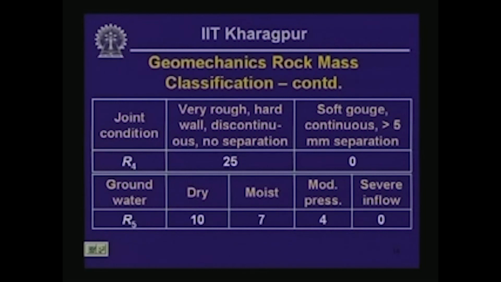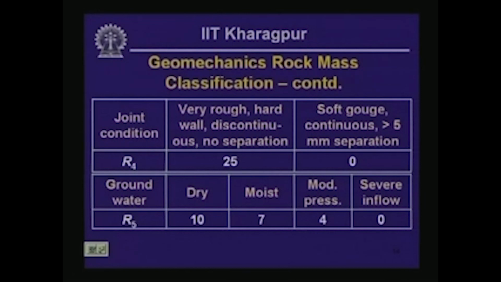If the joint on the other hand is filled with soft clay like gouge, which is the term used for joint infill, and the joints are continuous, and there is more than 5 millimeter separation of the rock blocks across the joint, then R4 is going to be equal to 0. Then the fifth aspect that we are going to consider is groundwater.